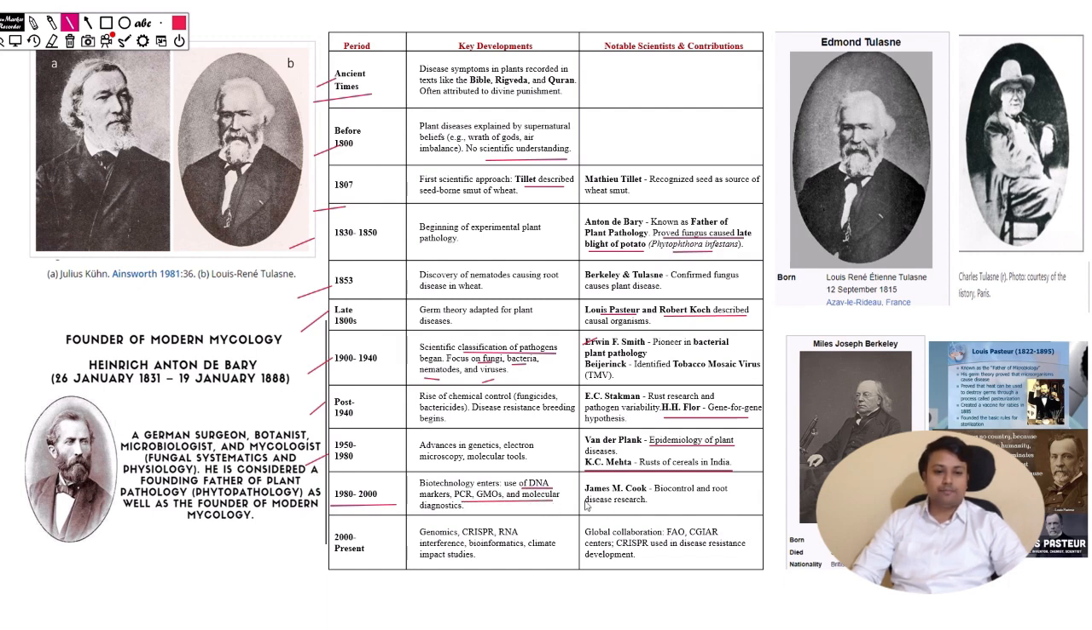James Cook worked on biocontrol and root nematodes. Present science is the study of genomics, CRISPR, RNA technology, etc. Now in this figure we can see Julius Kuhn and Anton de Bary. He is known as the father of plant pathology. He showed that late blight is due to Phytophthora infestans.